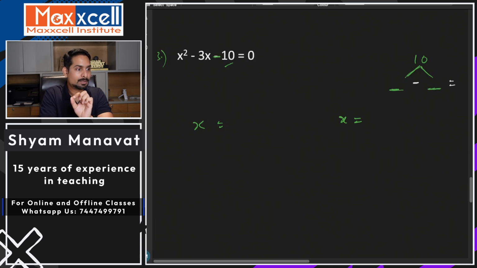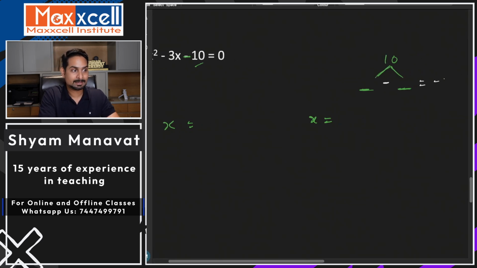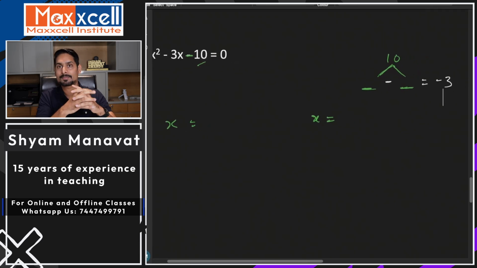Should get you what? 3. You say 3 or minus 3? Yeah, let's say minus 3. The coefficient of x is minus 3. Are you okay with this?